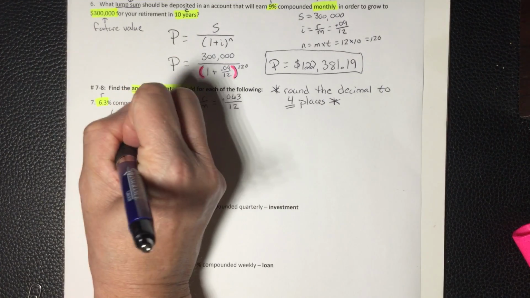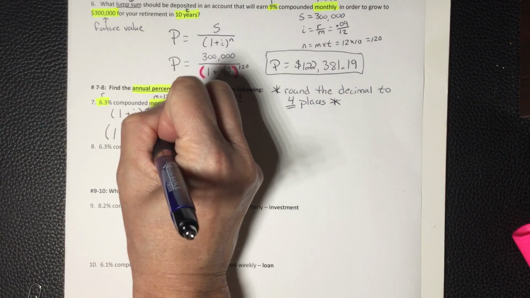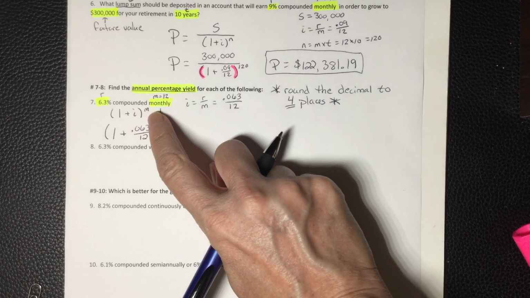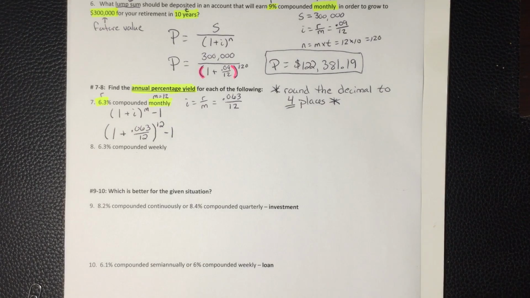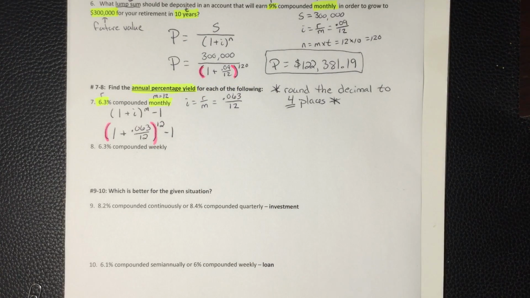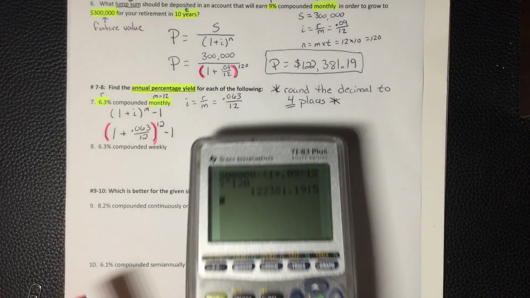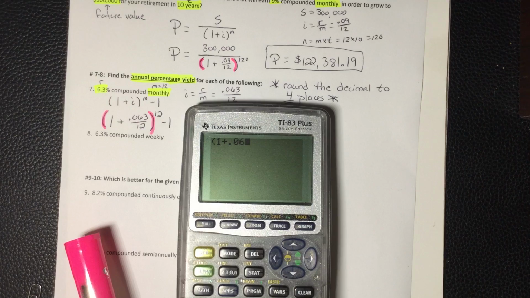When I plug this in, I get 1 plus 0.063 divided by 12. Notice there's no n in this problem. We go back to the m, so m is 12, and then put our minus 1. As far as parentheses, the only parentheses we need are these. We don't need any more in our calculator. So let's open our parentheses: 1 plus 0.063 divided by 12. Close the parentheses, raise it to a power of 12, and then minus 1.